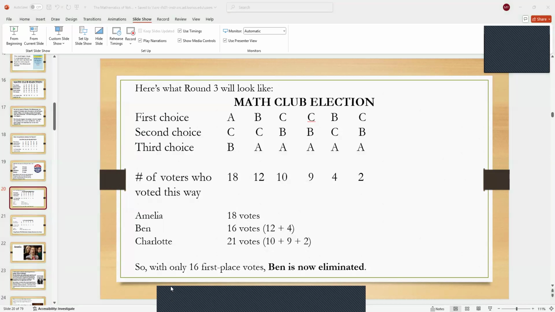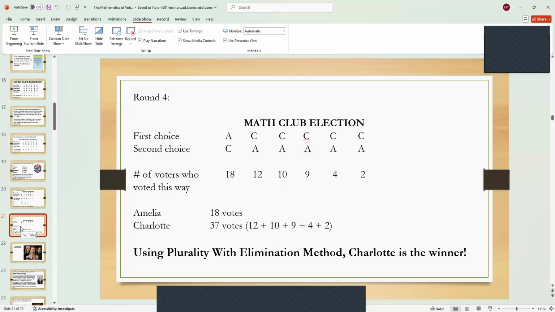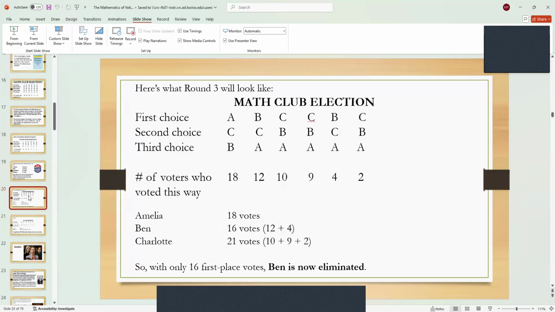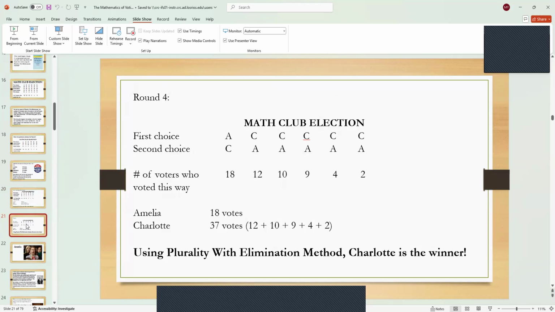What happens when Ben gets eliminated? Charlotte's about to pick up a lot of first place votes. Imagine this table with all of the B's erased and everything pushed up into 2 lines instead of 3. It's going to favor Charlotte quite a bit, right? This is what it's going to look like, in fact, right here. Again, if I take this table and I erase all the B's, because Ben got eliminated, it now looks like that.